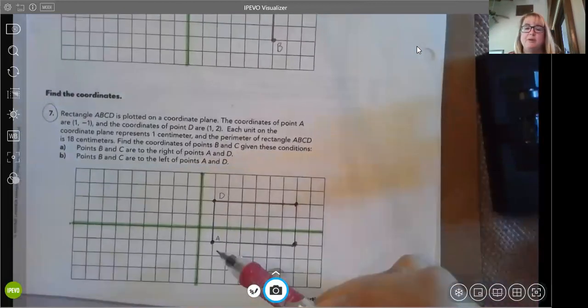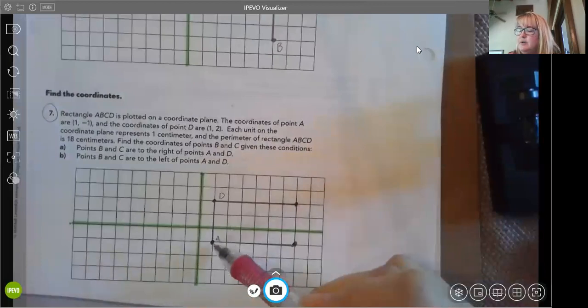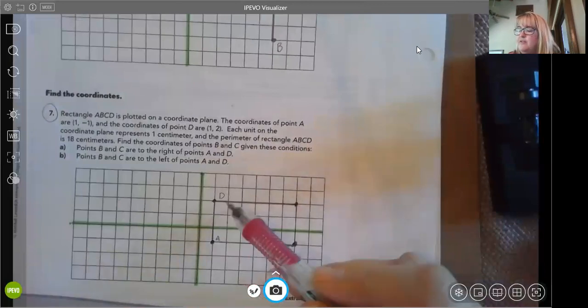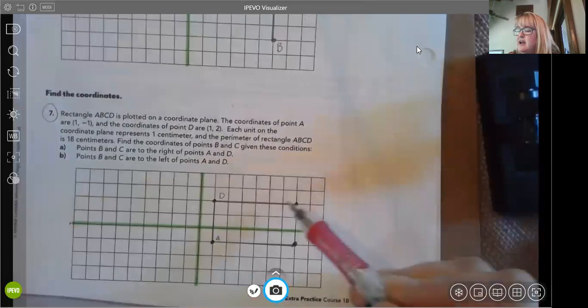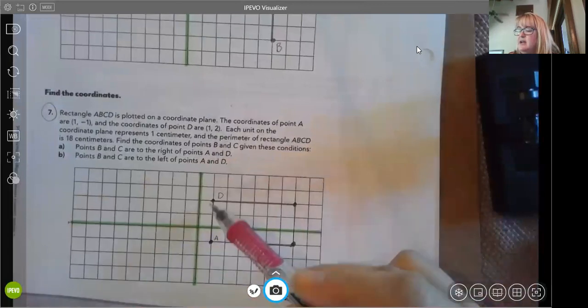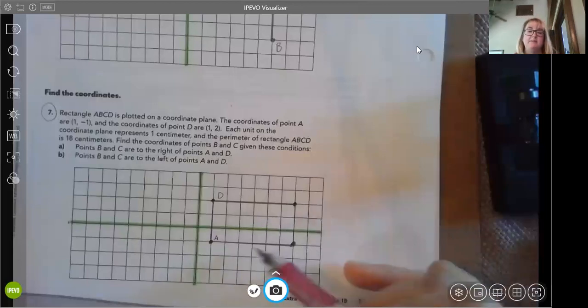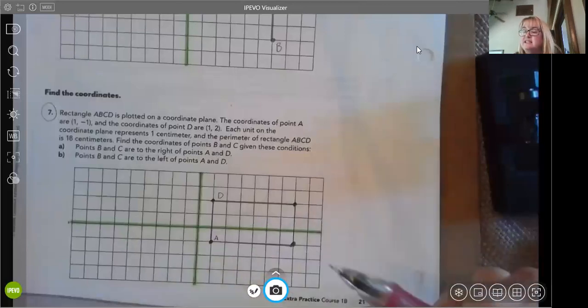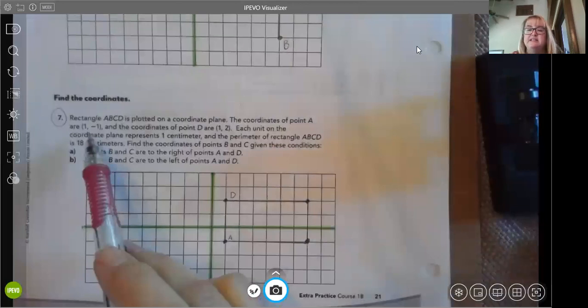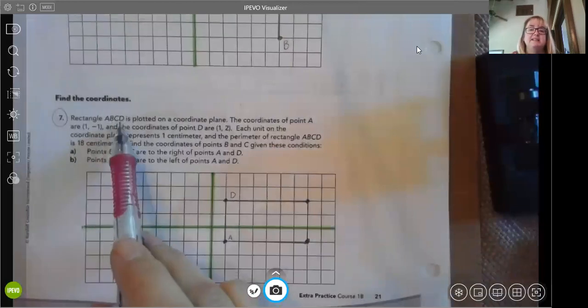It needs to have a perimeter of 18. So 1, 2, 3, 4, 5, 6, 7, 8, 9. Okay, it went 9 this way, plus 3 more would be 12, plus 6 more would be 18. Bingo. Okay, the last thing, A connects to B, B connects to C.